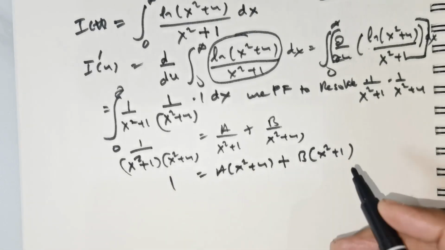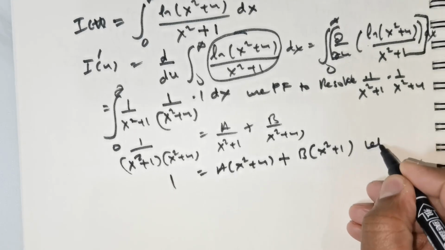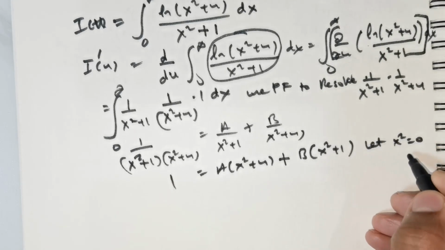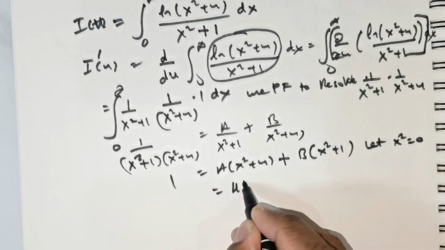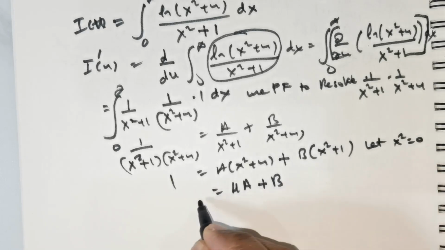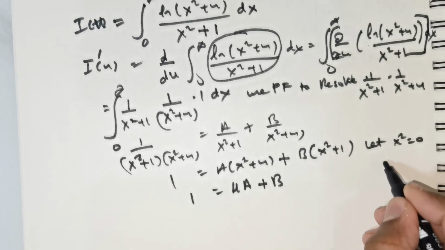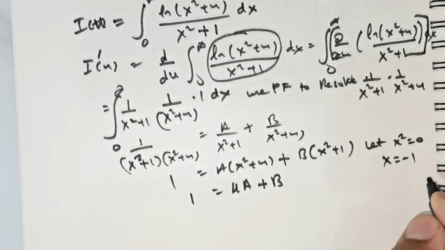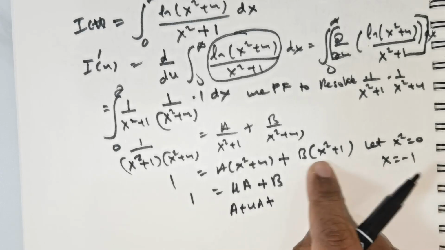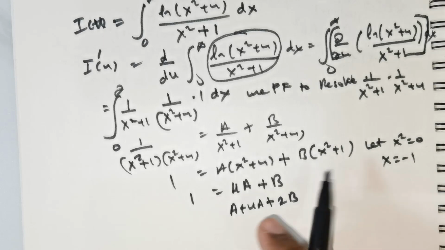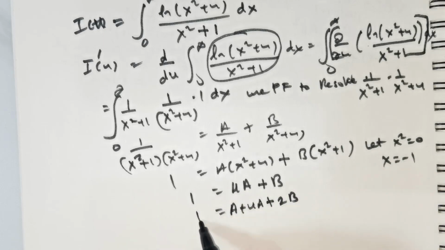Now if I were to take x squared is equal to 0, let x squared be equal to 0, in other words let x be equal to 0, so I would get u times a positive b is equal to 1. That would be one value. The next value, if I were to take x is equal to negative 1. So what happens when x is equal to negative 1? X is equal to negative 1. So a positive u times a 2 times b. I can replace, so on the left it's going to be 1.